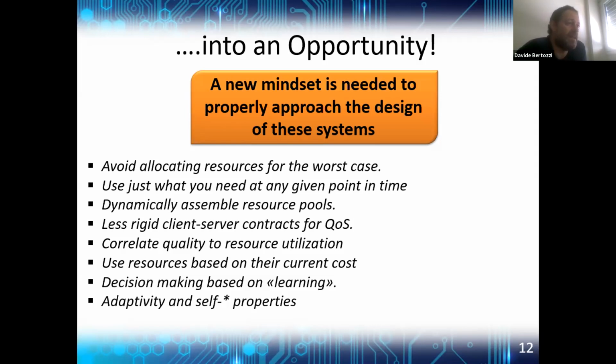This is especially a bad idea in this context, where the workload is fluctuating over time. A better idea could be instead to use what you need at any given point in time, to request to a resource manager what you need at a given point in time. You may also think of dynamically assembling resource pools.